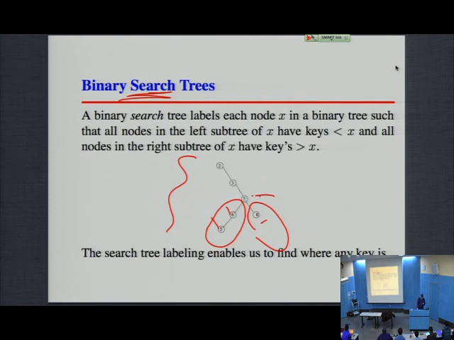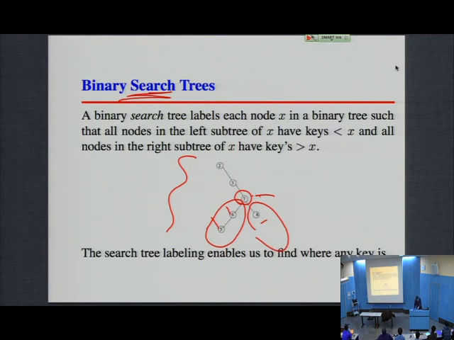If you look, a binary search tree has the property that every node is labeled with a key, and everything in the left subtree is always less than the node at its root. Everything in its right subtree is greater than its root. Any questions about what the labeling property is? Any questions?